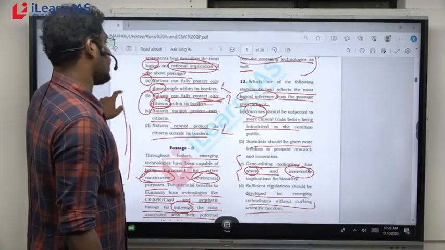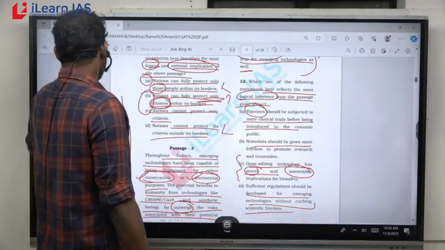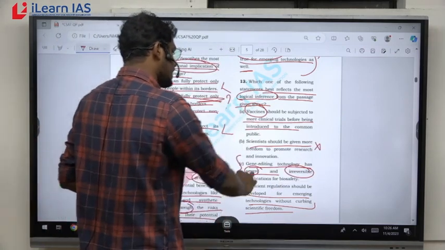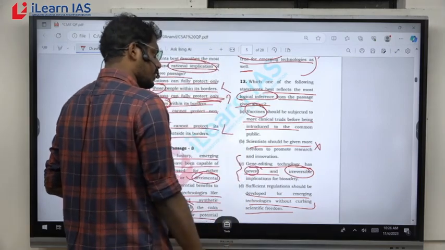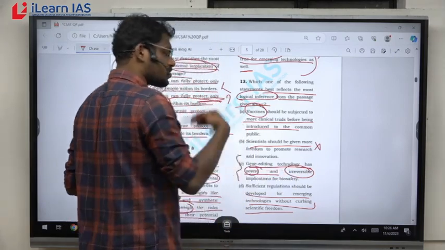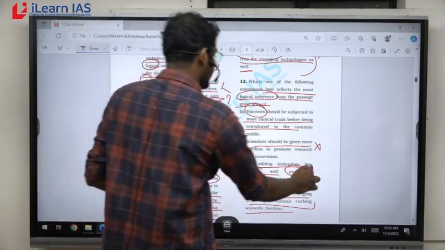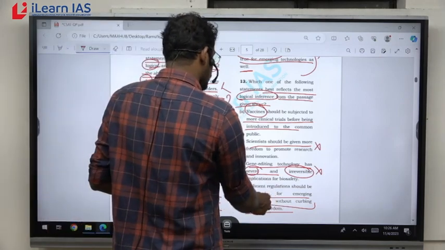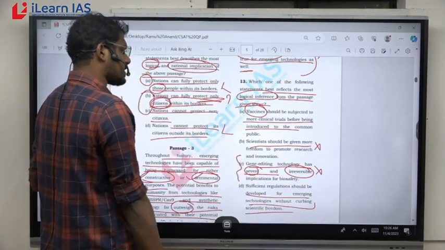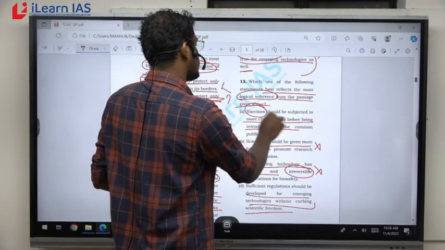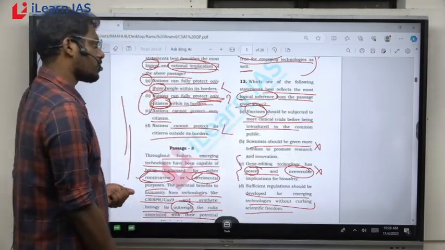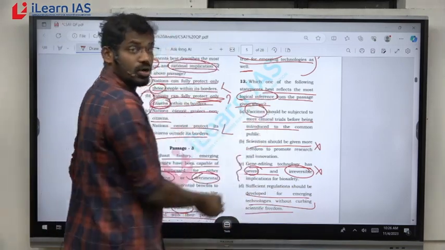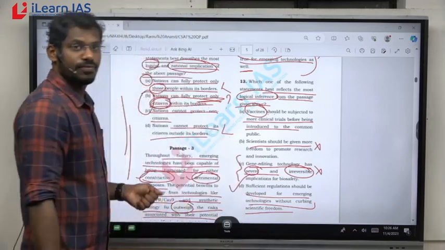Hence, we can say that scientists should be given more freedom to promote research and innovation. No. Gene editing technology has severe and irreversible implications for society. It can be correct, but the passage also says about its positive aspect as well. So option C can be eliminated. Among A and D, sufficient regulation should be developed for emerging technologies without curbing scientific freedom. Vaccines should be subjected to more clinical trials before being introduced to the common public. Actually, the passage as a whole deals with emerging technologies, not just about vaccines. So the most appropriate option is option D for question number 13.